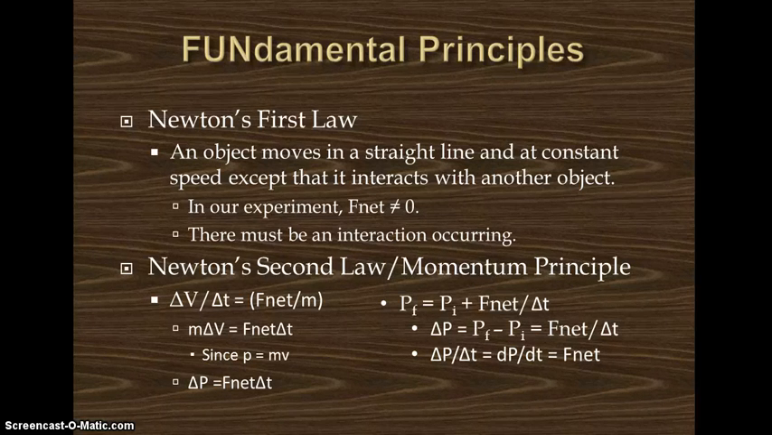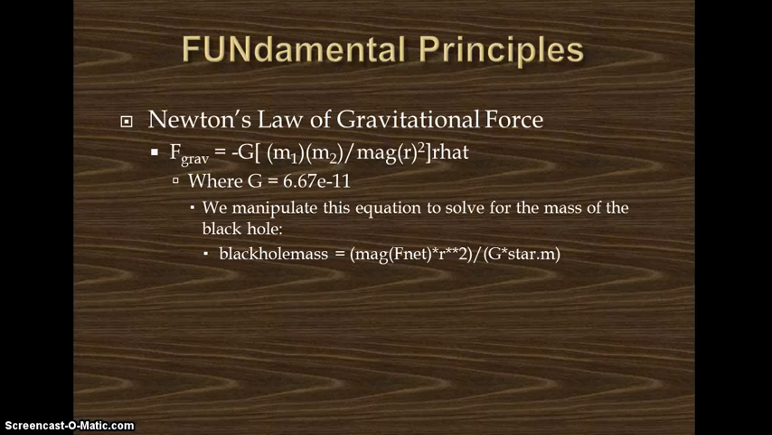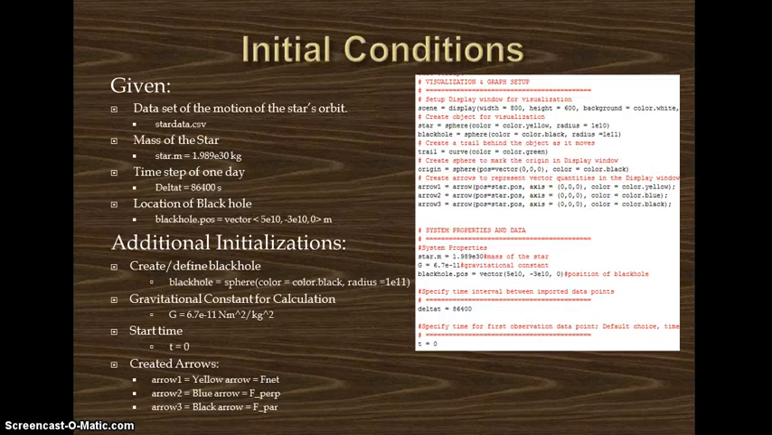Our last principle is Newton's law of gravitational force, which states the force of attraction amongst objects. The gravitational force is directly proportional to the product of the masses of the objects and inversely proportional to the square of the distance between them. The gravitational constant G is 6.67 times 10 to the negative 11. This principle is key to the experiment because this is the equation I manipulated to solve for the mass of the black hole. To set up the experiment, we were given some initial conditions.